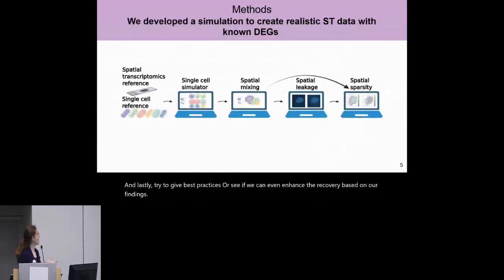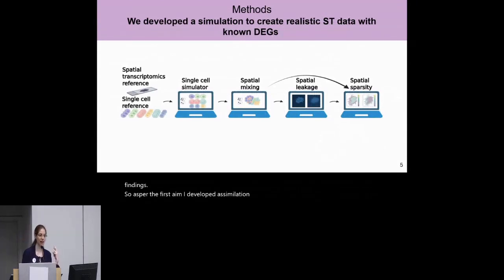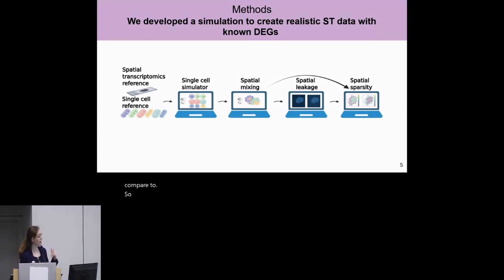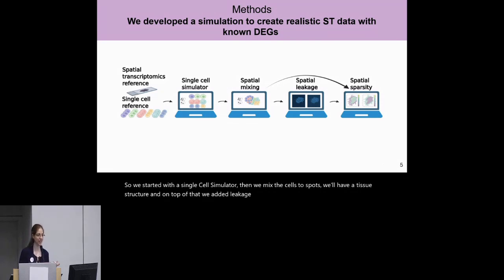So as per the first aim, I developed a simulation to help me. I had two goals. One is to curate realistic spatial data, and the second was to have a ground truth, which we already also mentioned earlier, that is a very problematic thing, that we usually don't have anything to compare to. So we started with a single cell simulator, then we mixed the cells into spots. It will have a tissue structure. And on top of it, we added leakage and sparsity, so it downsampled the transcripts.